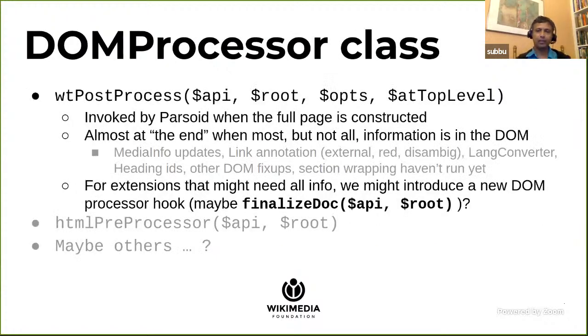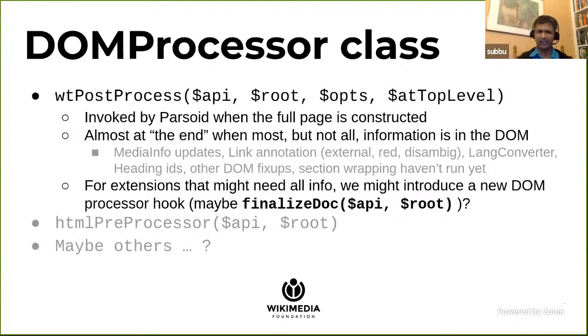So stepping back to look at the DOM processor class, it currently provides two methods. One is the wikitext post process, which is used in the wikitext to HTML direction. And then there is the HTML pre-process, which is used in the other direction when you want to convert DOM to wikitext. Right now, this is not hooked up in Parsoid, but is something that will be available in the future. But let's look at the wikitext post process. This is invoked by Parsoid when the full page is constructed.